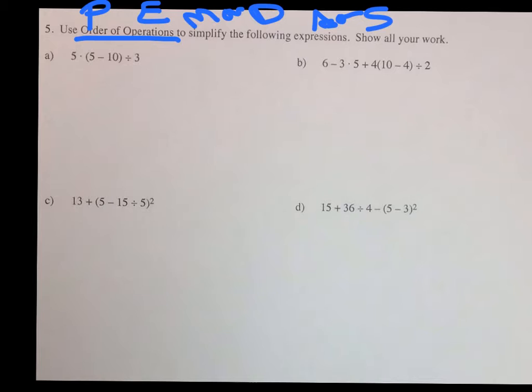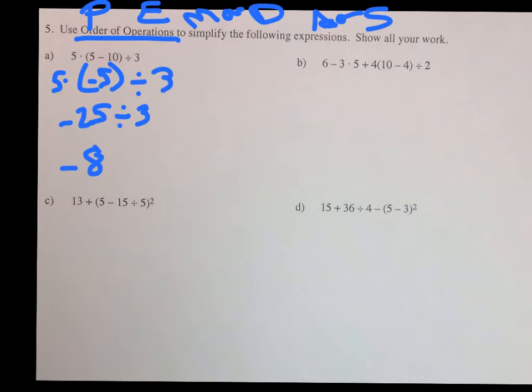Okay, so in letter A, the parentheses there, I need to do that first, and 5 minus 10 is actually negative 5. Careful with that negative. And so then it's going to be 5 times negative 5 divided by 3. Well, 5 times negative 5 is negative 25. And negative 25 divided by 3. Well, 3 goes into 24 8 times, so that would be negative 8, and there would be 1 left over. So that would be negative 8 and 1/3.